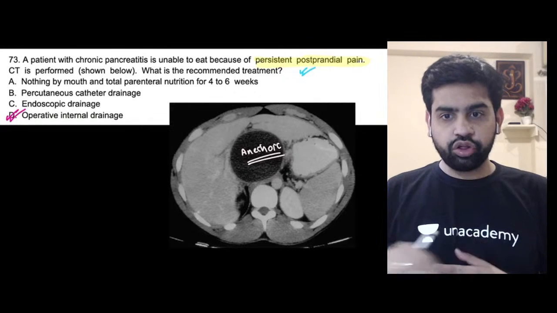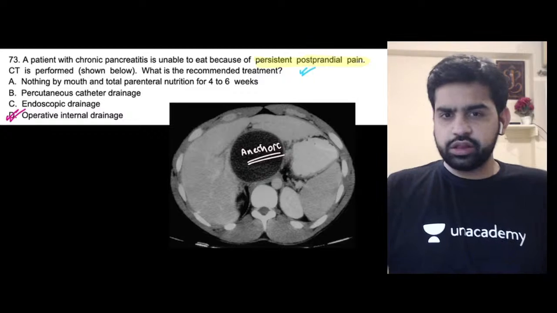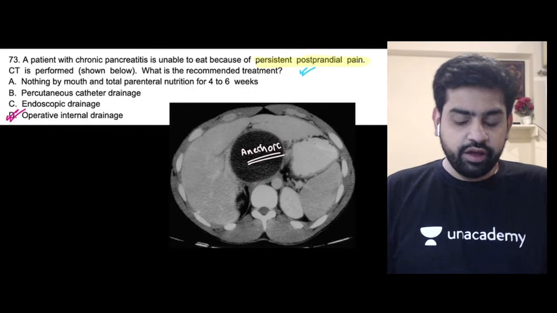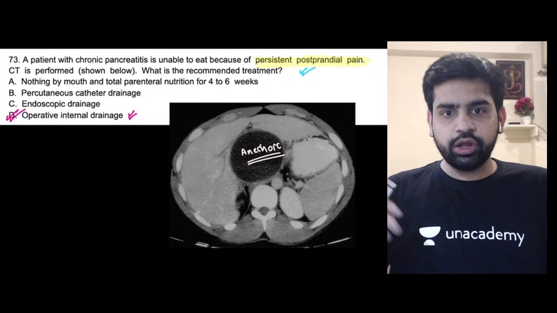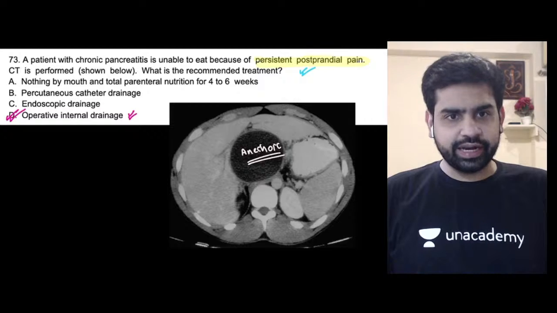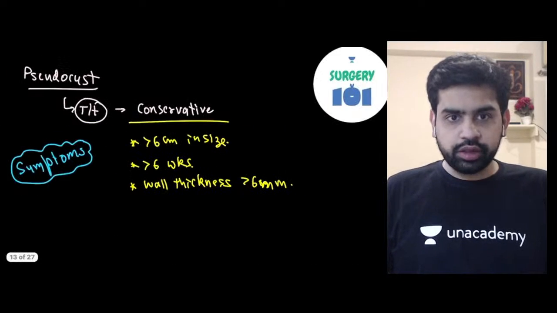Here, in this particular question, there is nothing to point towards this being an infected pseudocyst, and definitely we have to go in for an operative internal drainage. We have to most probably go in for a cystogastrostomy or a cystojejunostomy or something like that. I hope you understood this particular point. This is how you manage a patient with a pseudocyst of pancreas.